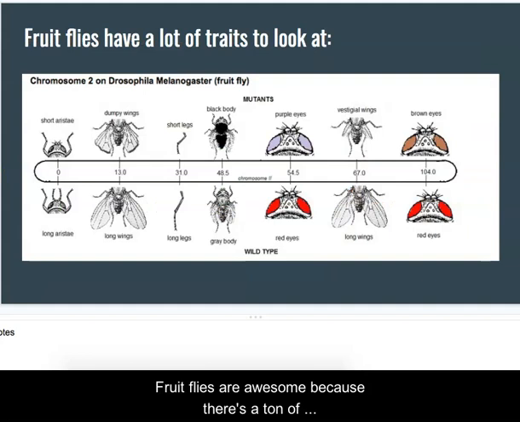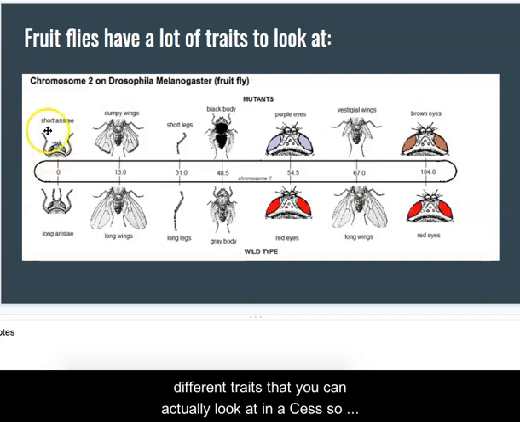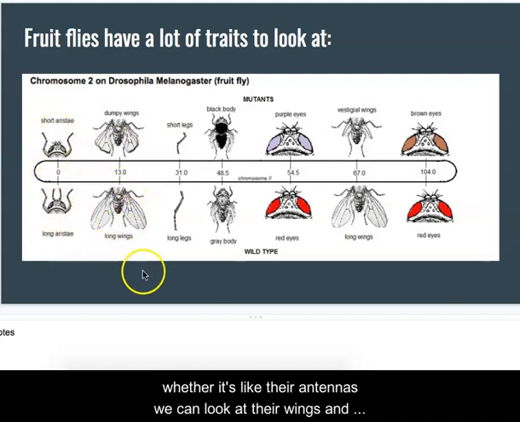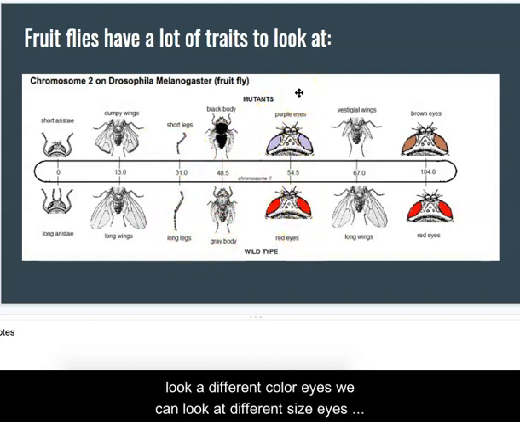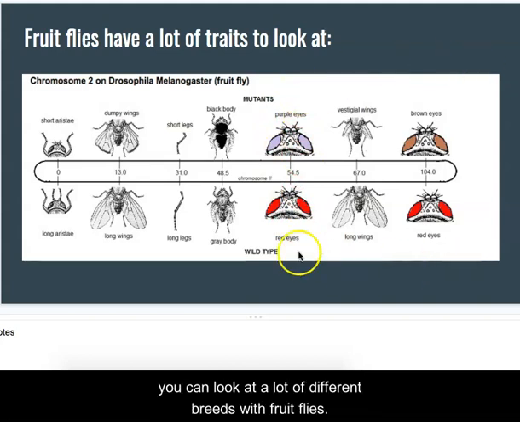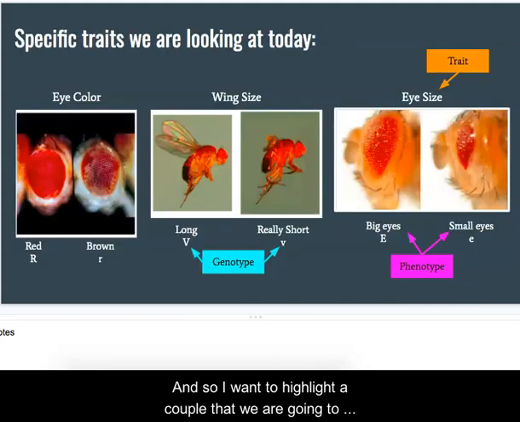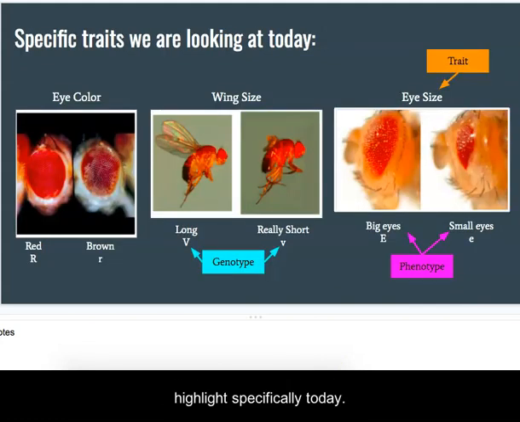Fruit flies are awesome because there's a ton of different traits that you can actually look at and assess. Whether it's their antennas, we can look at their wings and what they look like. We can look at their legs. We can look at their body colors. They have fairly complex eyes, so we can look at different color eyes. We can look at different sized eyes. You can look at a lot of different traits with fruit flies. And so I want to highlight a couple that we are going to highlight specifically today. We are going to look at eye color, wing size, and eye size.